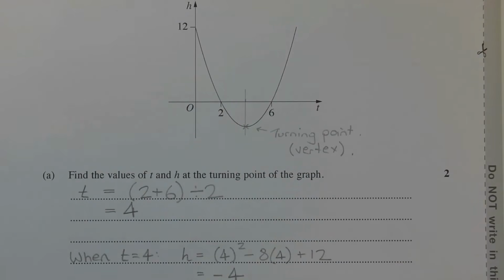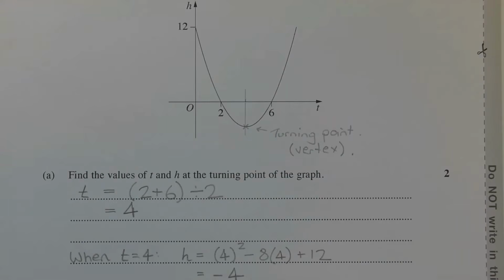In this case, the horizontal coordinate is represented by the variable t. So to find the t coordinate of this particular turning point, we find the average of 2 and 6. And we do that by adding them together and then dividing that by 2. So t is equal to open bracket 2 plus 6 close bracket. Now 2 plus 6 is equal to 8. We divide that by 2 and that equals 4.